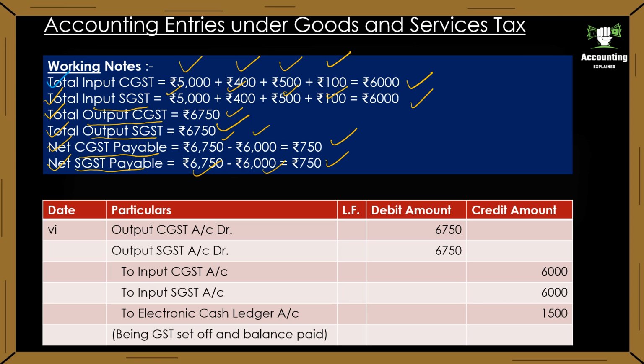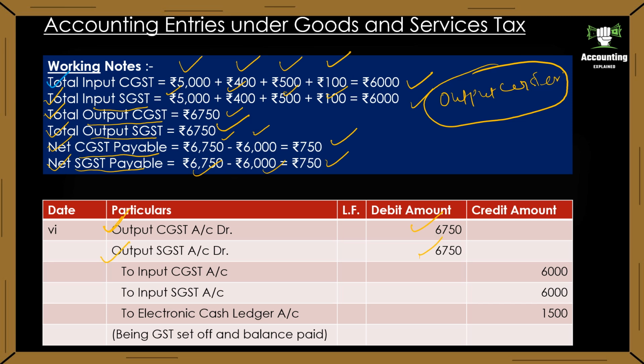First, what did we do with the output CGST? Output CGST, we credited it. Now since we are going to cancel it and find out the net balance, we show it as a debit now. Output CGST account debit 6,750. Similarly, same with the output SGST account debit 6,750.